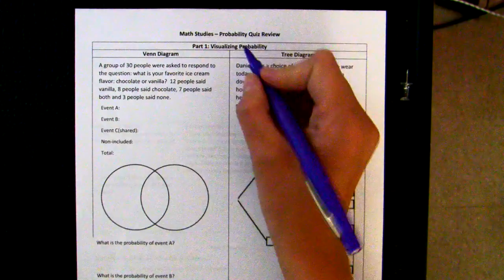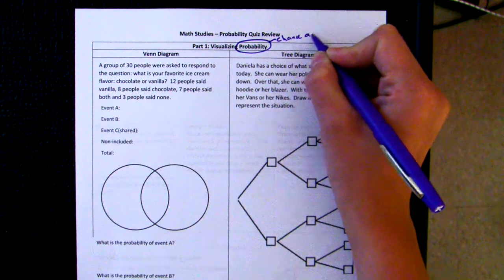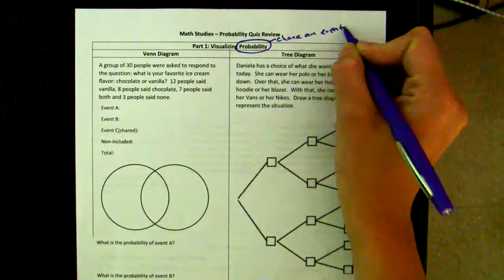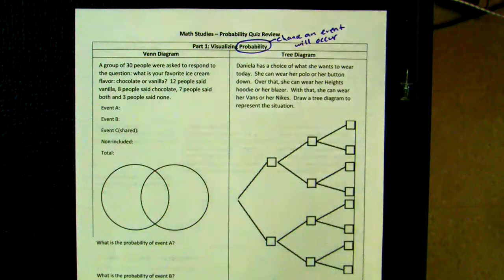Reminder that probability is just the chance an event will occur. Okay, it's the chance an event will occur. It's our best way to predict when something or if something is going to happen.